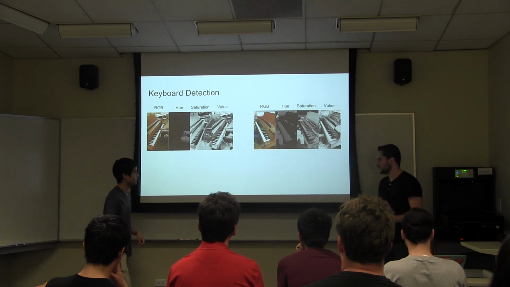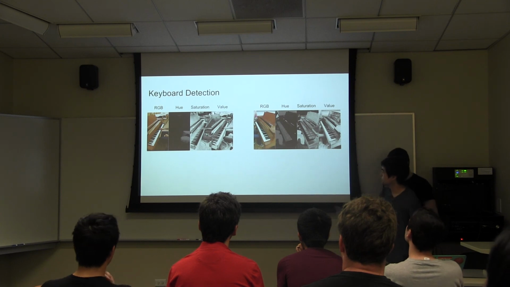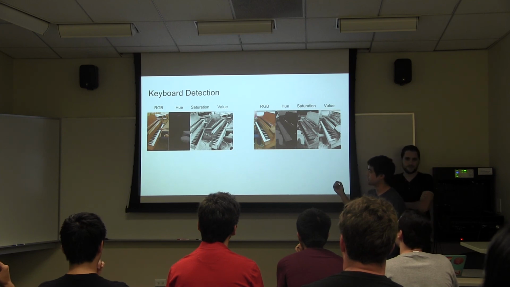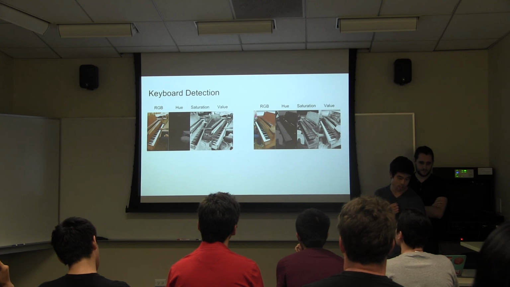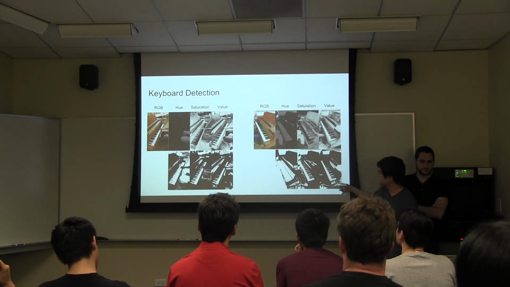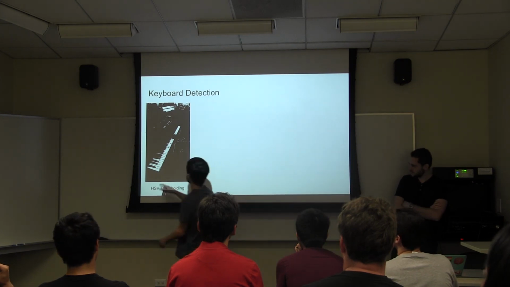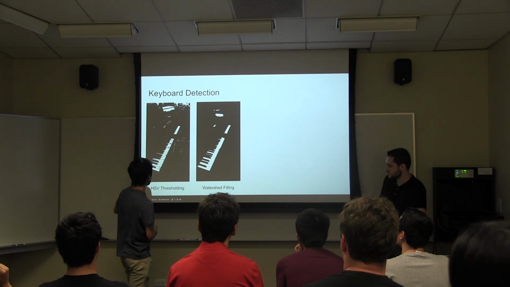Our first step is to extract the white keys in the keyboard. We convert the image to hue, saturation, value space, where hue lets us filter out skin tone, saturation lets us filter out pixels with color, and value lets us extract the high brightness pixels. We do a simple thresholding on each channel and combine them to get a segmentation of all the white pixels in the image. Then our next step is to fill in all these holes.